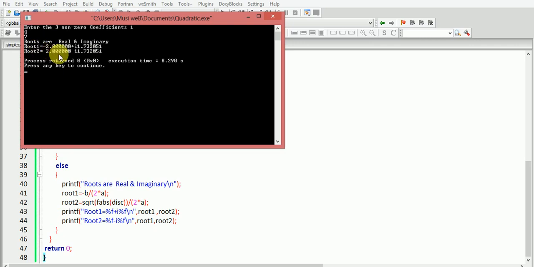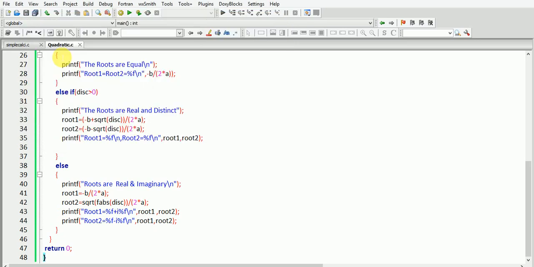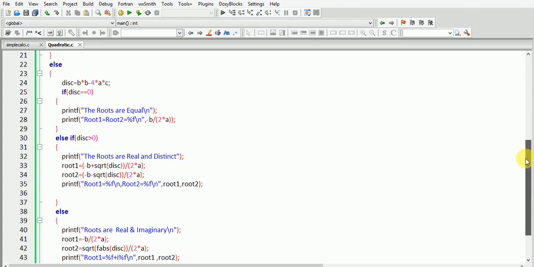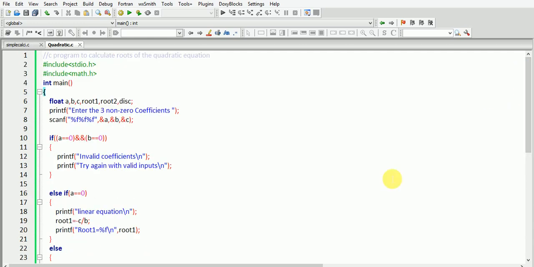So in this way you can calculate the roots of a quadratic equation with the help of this C program. Thank you.